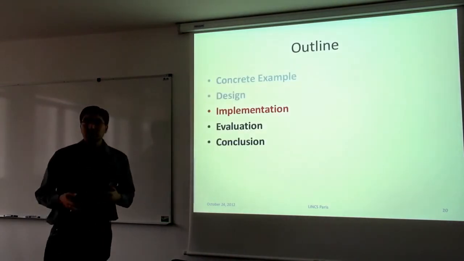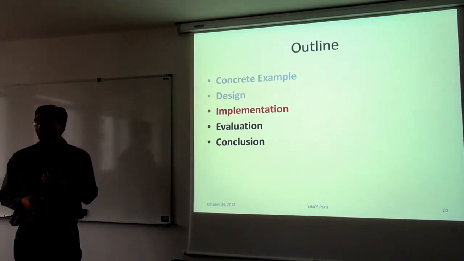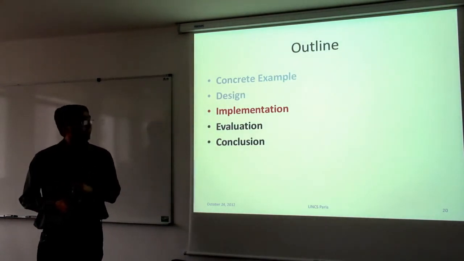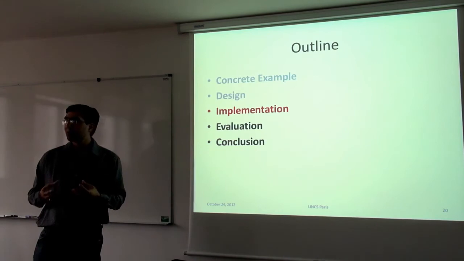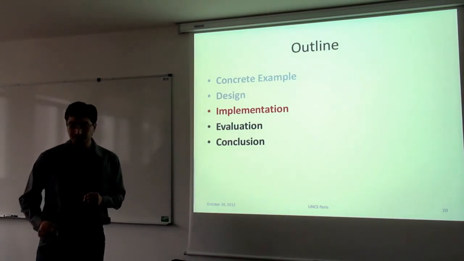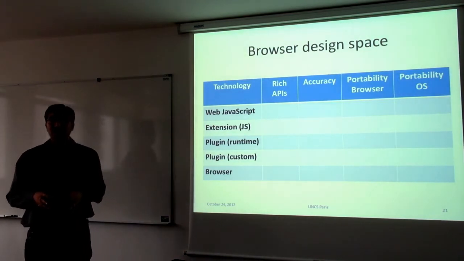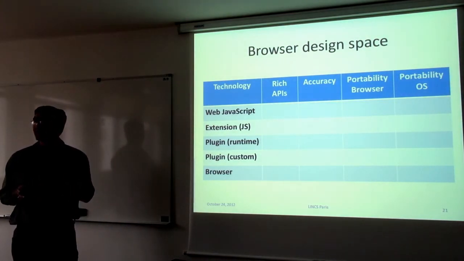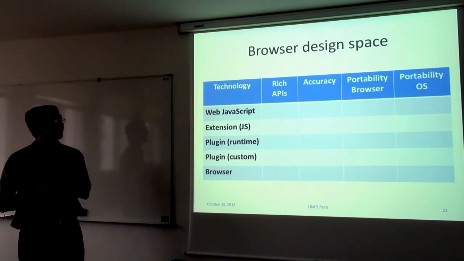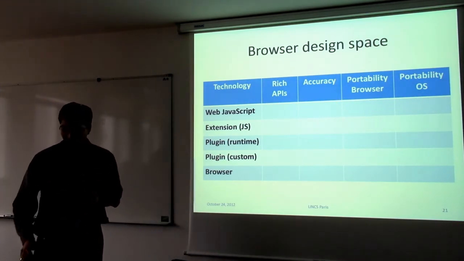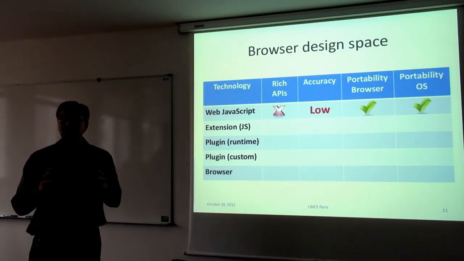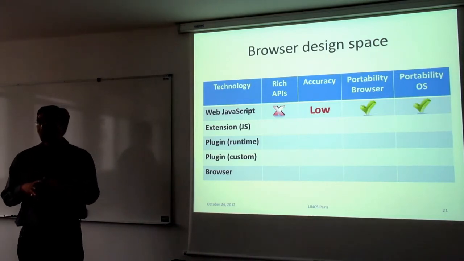Now having seen the design of Fathom's API and the set of security mechanisms in place, let us take a look at how we can implement Fathom in a real-world web browser. In the context of the web browser, the design space for implementing Fathom is limited to 5 sets of technologies. The first is the standard web JavaScript, which executes in a sandbox environment within the web browser.